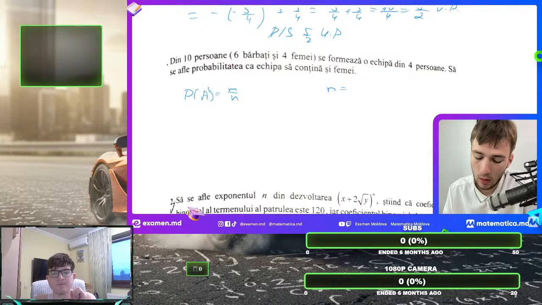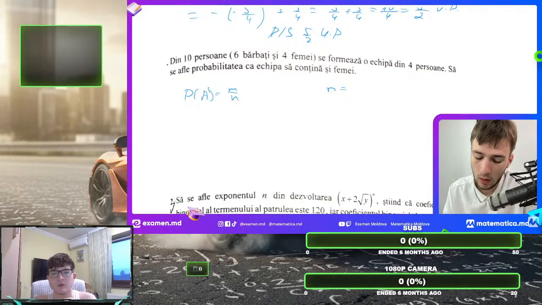So basically, the team must have at least 1 female. It can be only females also. So we can do 3 men and 1 female, 2 men and 2 females, 1 man and 3 females, and 4 females. And so we have 4 cases, and we do a formula on each one.